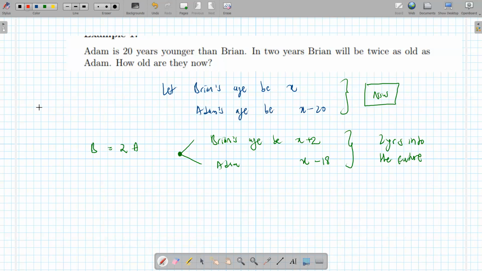Mm-hmm. And this is the trick here. It's not really a trick, it's just following the question, but you need to come up with this equation. We know Brian's age is x plus 2 in 2 years is equals to 2. And we know Adam's age is x minus 18 in 2 years. You don't really need a bracket like for Brian. How do you solve this linear equation?